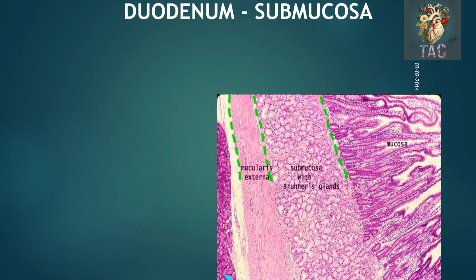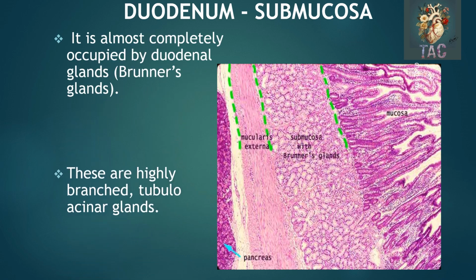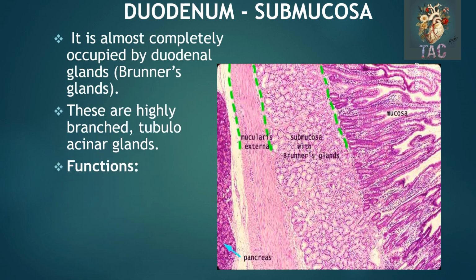Now, a very beautiful diagram showing all the parts of the duodenum. Here you can see the mucosa. This green dotted line shows that the mucosa finishes over here, and this is the submucosa, which shows a large number of Brunner glands.